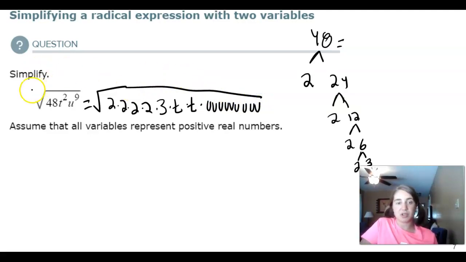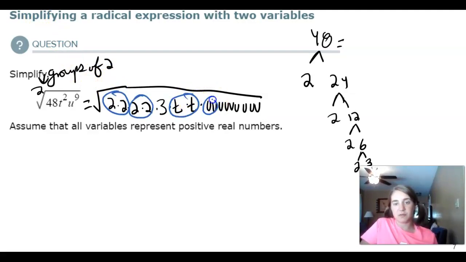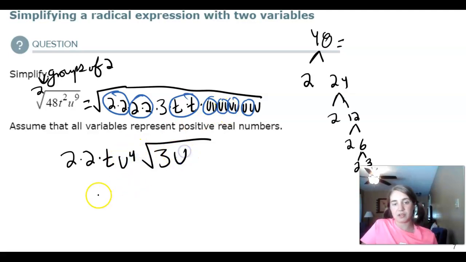and 9 u's. It's asking me to group things by 2, so I'm going to go ahead and group things by 2. This ends up with a 2 times 2 times a t coming to the outside of the radical, then a 3, and then 4 u's are able to come out, and a u is left on the inside.